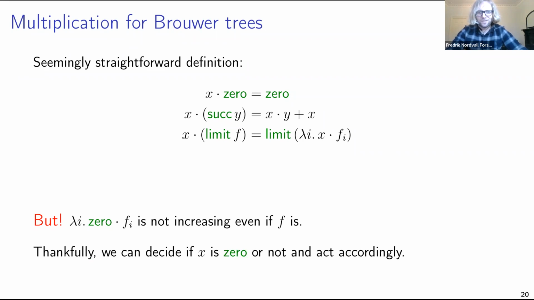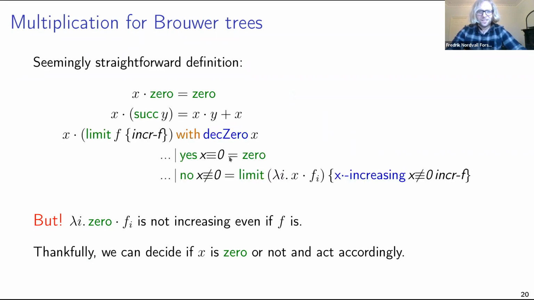But thankfully, we could exactly decide if a Brouwer tree was 0 or a finite successor, right? So we can just do that. We decide if x is 0 or not. If it is, then 0 times anything should be 0, so we can return 0. And if not, that's exactly what we need in order to prove that this function here is increasing, right? Which, again, we have to do simultaneously.